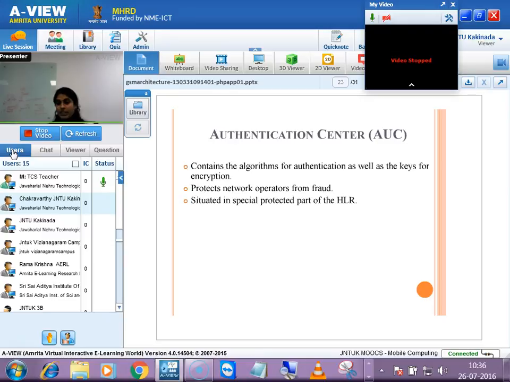He can't even decrypt, because he doesn't have that particular key, which is exchanged only between that MS and the destination MS. Here we are talking about authentication between your mobile station and MSC, so those keys will be present only with the MSC and the mobile station, and no one else can have them. Even if someone eavesdrops, they can't decode, and this is highly secured. So it protects network operators from fraud, and it is situated in a special protected part of the HLR. This is a part of the HLR.